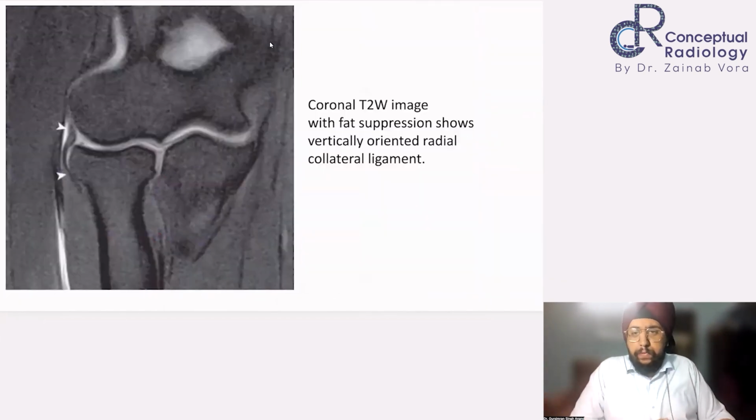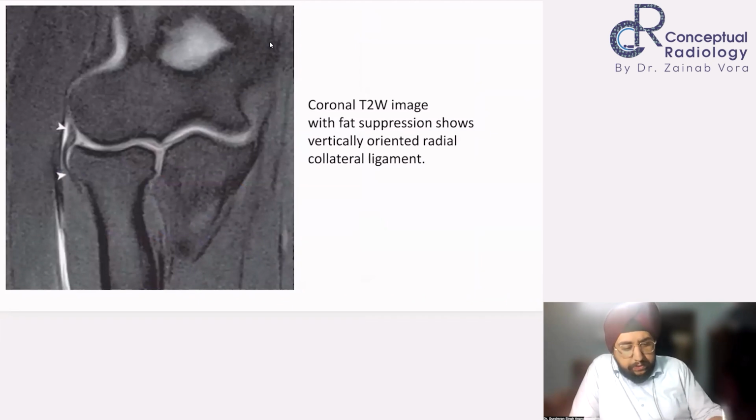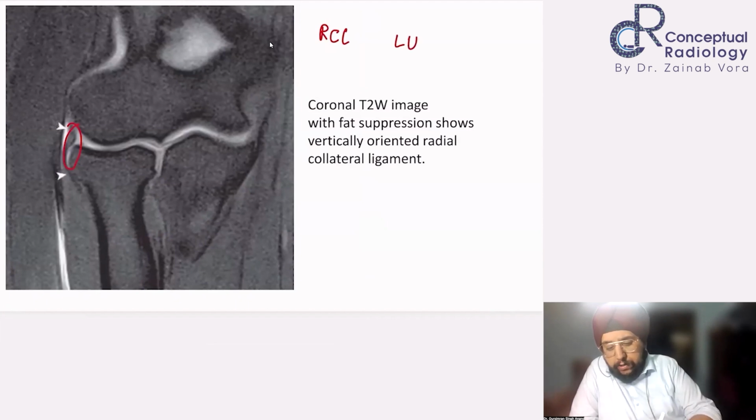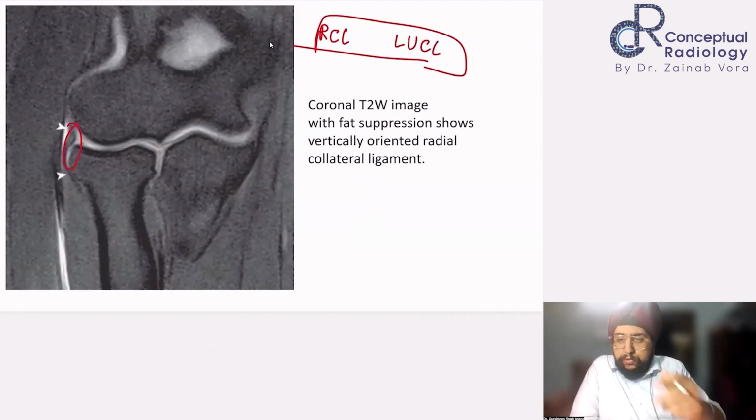So we have the coronal T2-weighted image. Okay. So this is a vertically oriented radial collateral ligament. How will you differentiate whether it is RCL or LUCL? Because both have the same origin, and sometimes you are not able to differentiate the origin of the common extensor tendon, the radial collateral ligament, and the lateral ulnar collateral ligament. So you differentiate by the insertions.